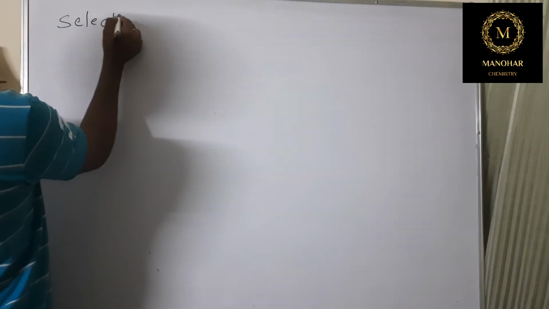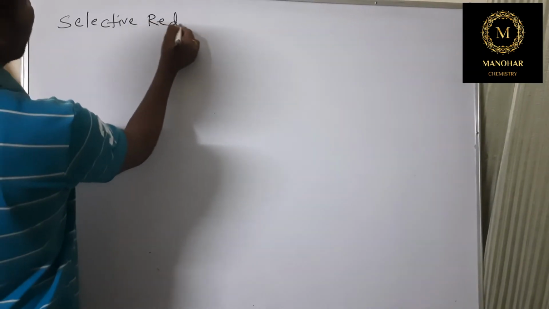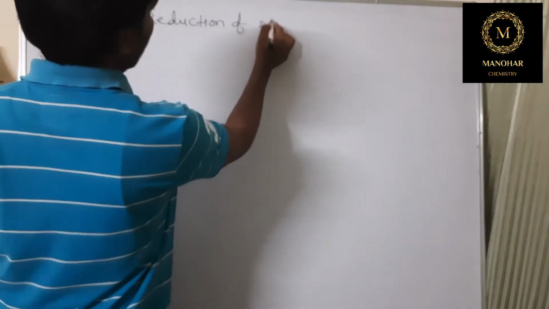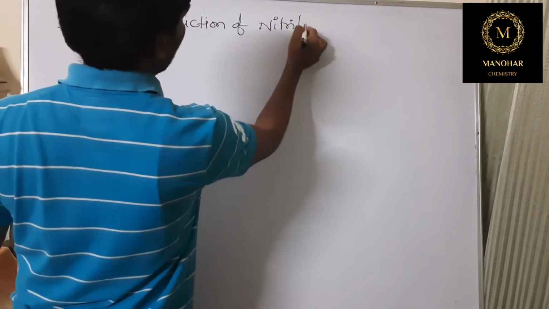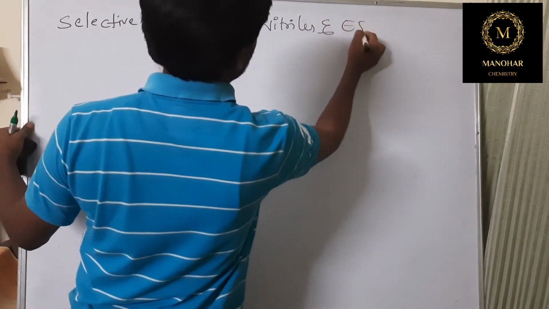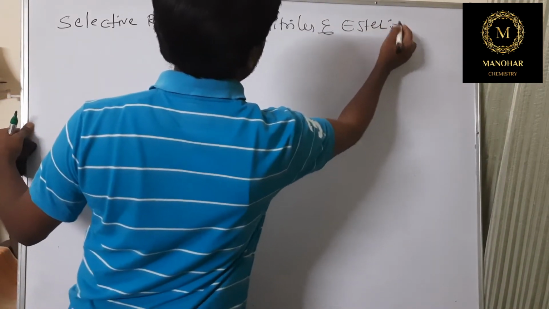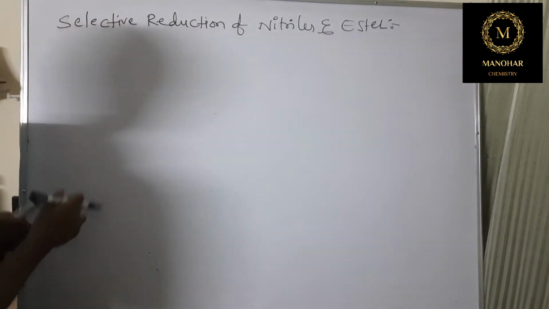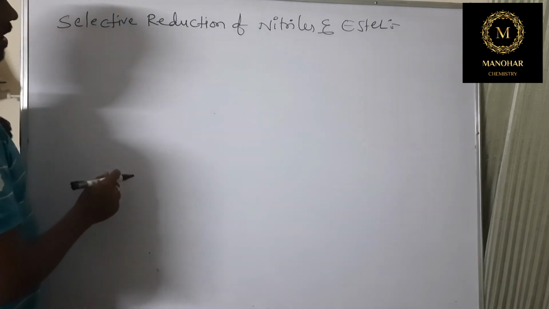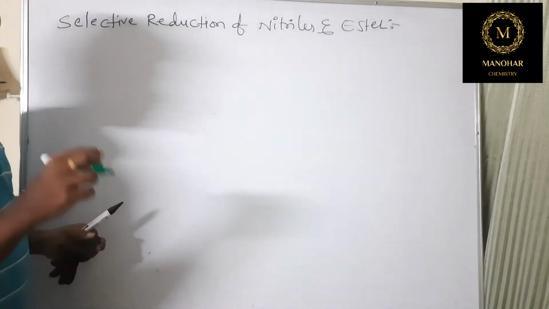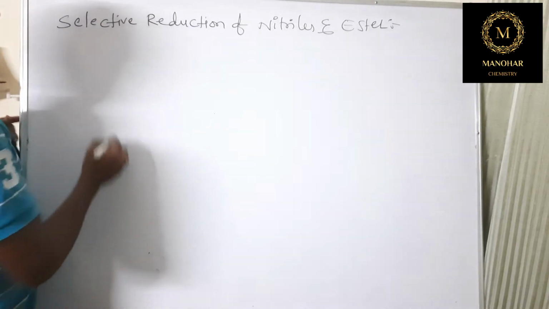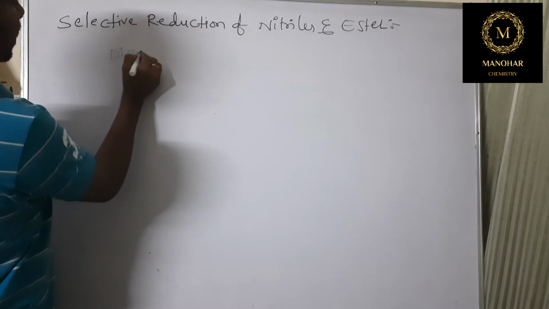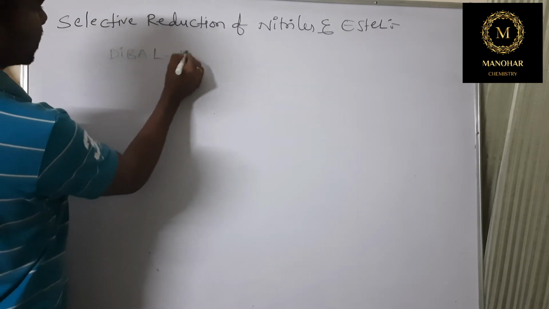Next reaction, selective reduction of nitriles and esters. In selective reduction of nitriles and esters, we are using some specific reagents for the selective reduction, right? In such a case, one special reagent is there. Name of that one is DIBAL-H.